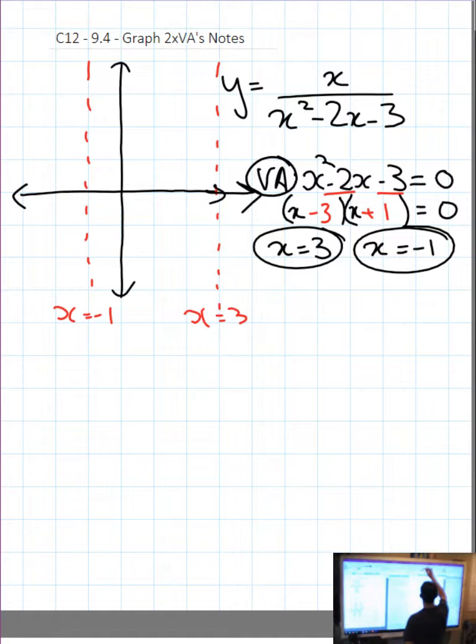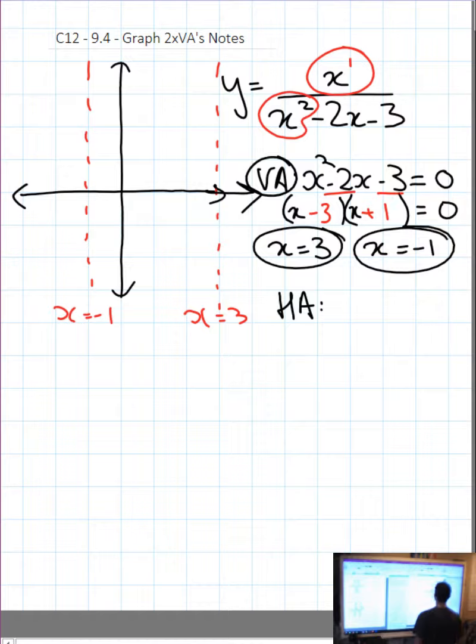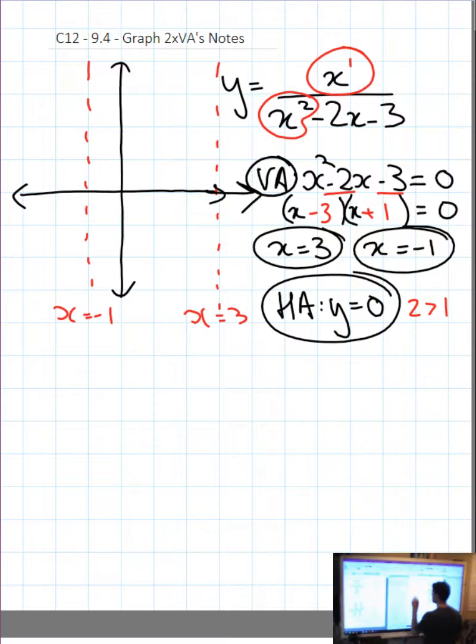Now let's look for the horizontal asymptote. We remembered that we're going to look at the exponent of x on the top and the exponent of x on the bottom on the leading term, and 2 is greater than 1. And if the exponent of x is higher on the bottom than the top, then we know the horizontal asymptote is y equals 0. So I can draw that horizontal asymptote in. And then we're going to do all the other stuff. We're going to graph with a table of values. We're going to find the x and the y-intercepts exactly the same way we did on the last question.